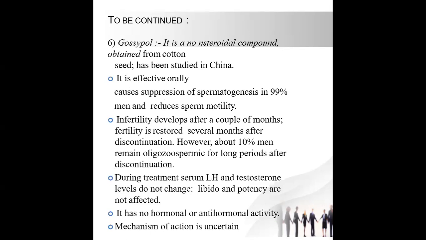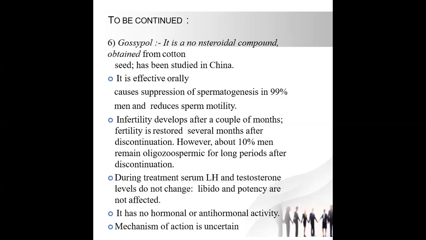Hence, when you look at the male contraceptive pills, what is actually used is Gossypol, that is called the male only pill Gossypol. It is a non-steroidal compound obtained from cotton seed, which has been studied in China. It is very effective orally and causes suppression of spermatogenesis in 99% of the men, and it reduces the sperm motility. And infertility develops after a couple of months.